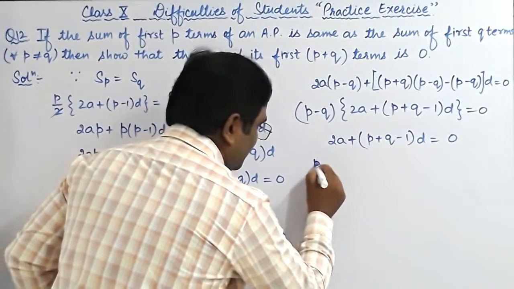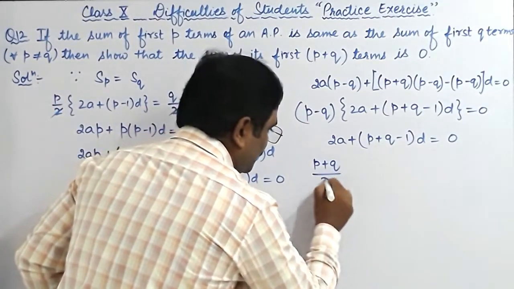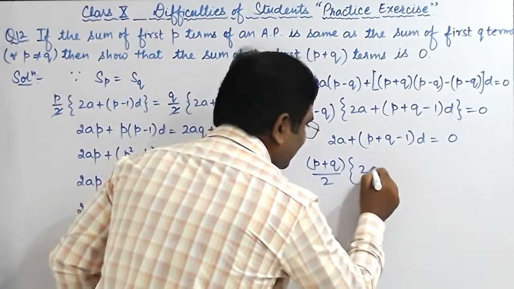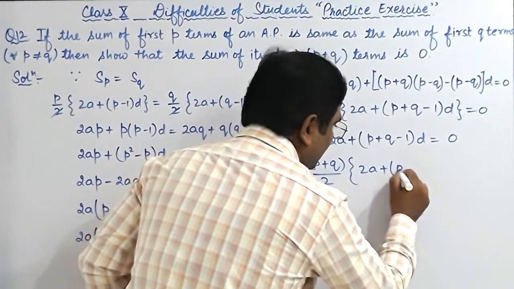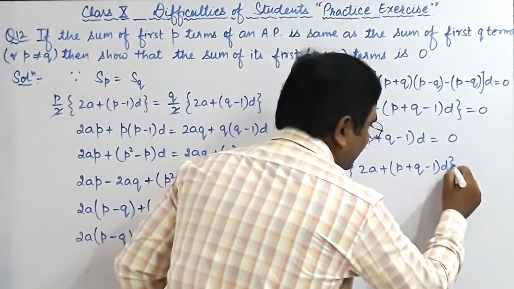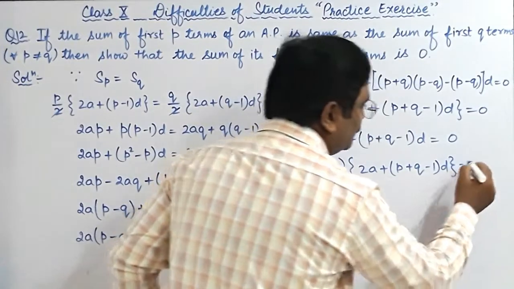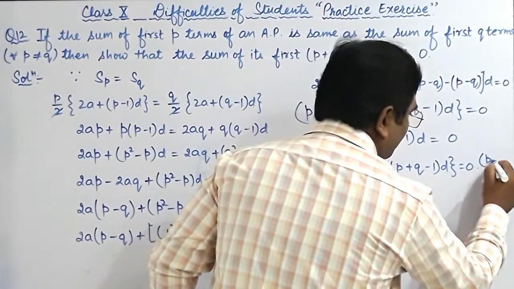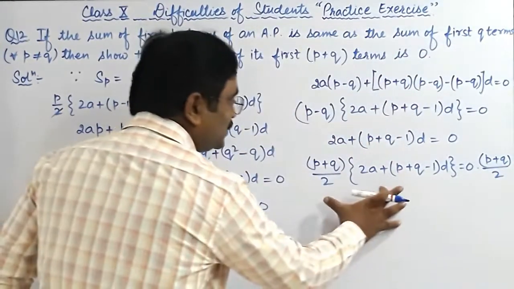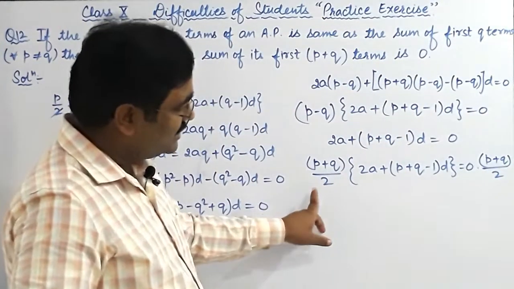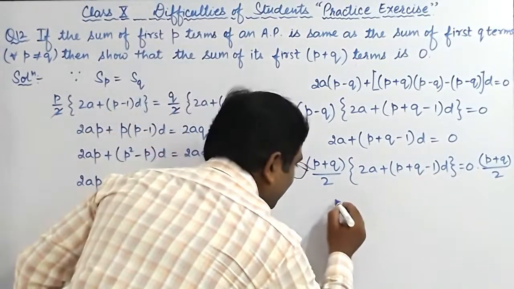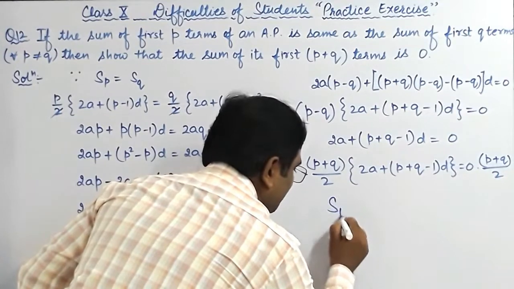So p plus q upon 2 multiplied on this side: 2a plus p plus q minus 1 into d equals 0 into p plus q upon 2. Now this term, let us think about the left hand side. Can it be written as p plus q?